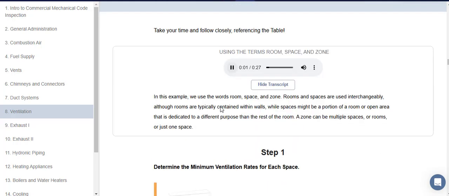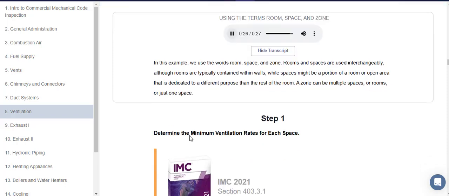Using the terms room, space, and zone. In this example, we use the words room, space, and zone. Rooms and spaces are used interchangeably, although rooms are typically contained within walls, while spaces might be a portion of a room or an open area that is dedicated to a different purpose than the rest of the room. A zone can be multiple spaces or rooms, or just one space.